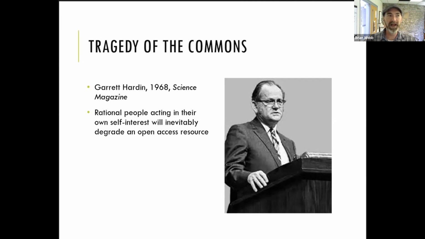That's really perhaps one of the most foundational things for understanding human interactions with the environment, this idea of tragedy of the commons. So bad people can still come up with good ideas. But essentially what the tragedy of the commons says is that rational people acting in their own self-interest will inevitably degrade an open access resource.